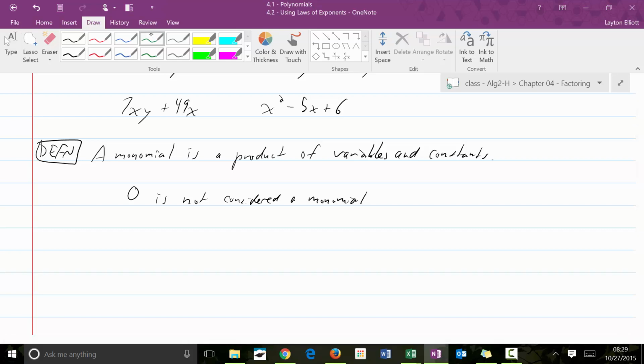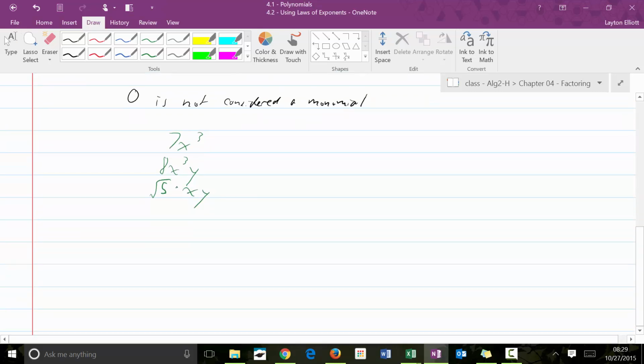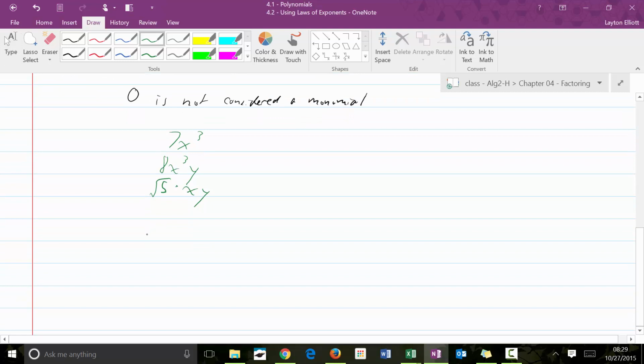So here's some examples of monomials. 7x to the third, 8x to the third y, the square root of 5 times xy. Notice how I wrote that with the square root of 5 as a coefficient, because if I talk about the square root of 5xy like that, that is not a monomial. That's not a product of variables and constants. That's a product of a constant and some square roots, and that's not what we're talking about. We don't want to be square rooting variables.